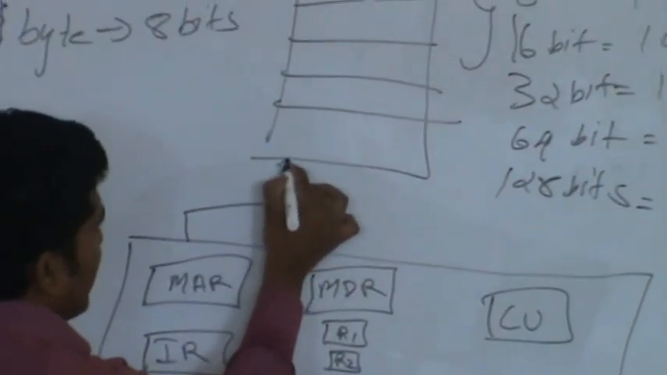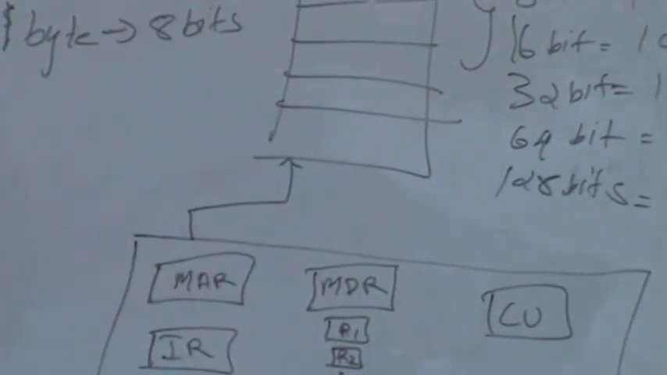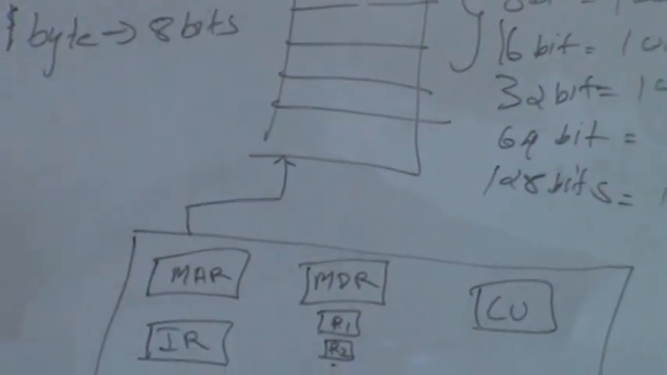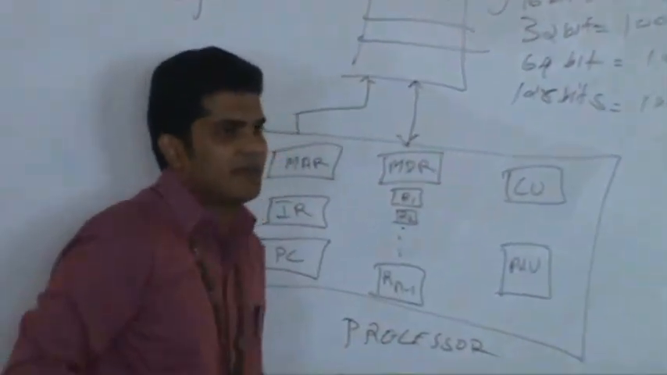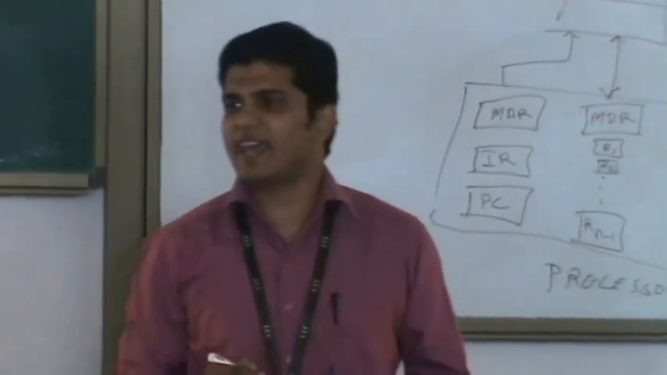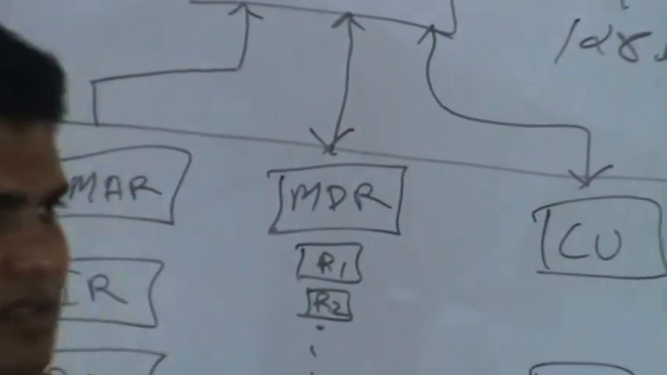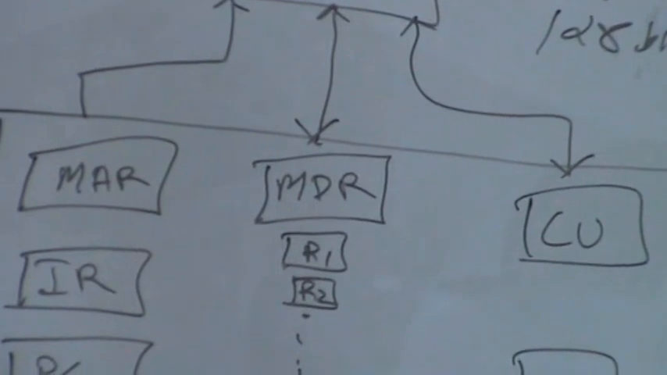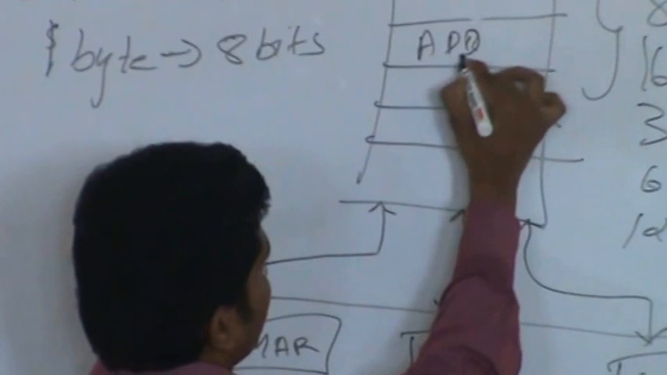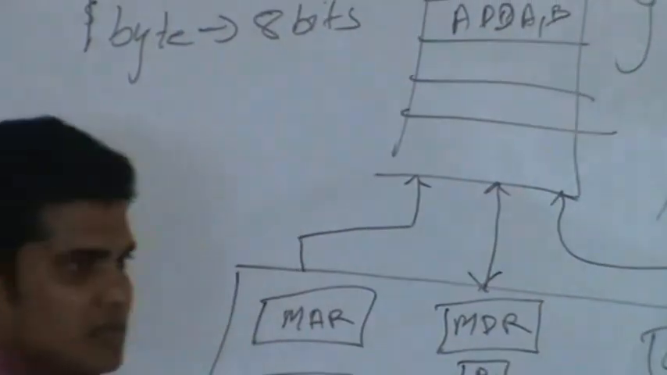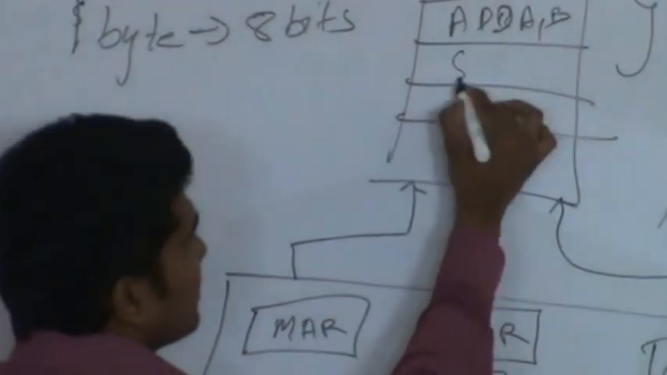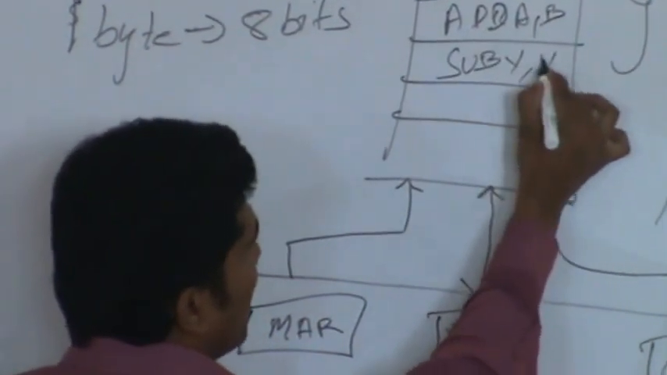MAR is connected to the memory with the help of memory address lines, and it's unidirectional. MDR is connected to the memory with the help of memory data lines, but it's bidirectional. In the same way, the control unit is connected to the memory with the help of a control bus, which is also bidirectional. Consider you have some instruction saying add of A comma B. You have some other instruction subtract of X comma Y.